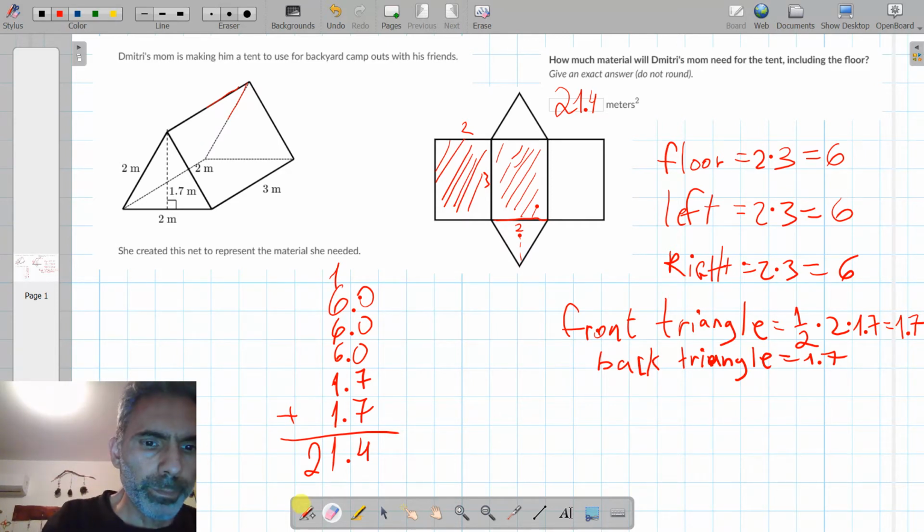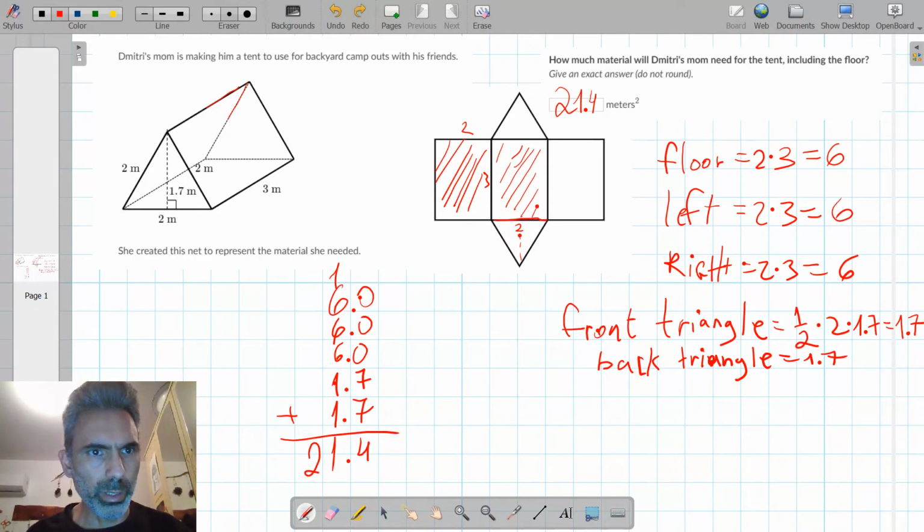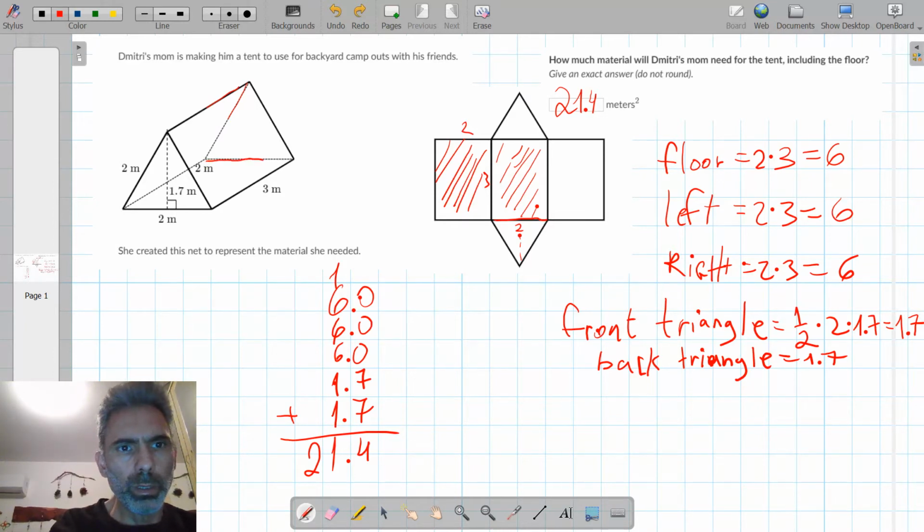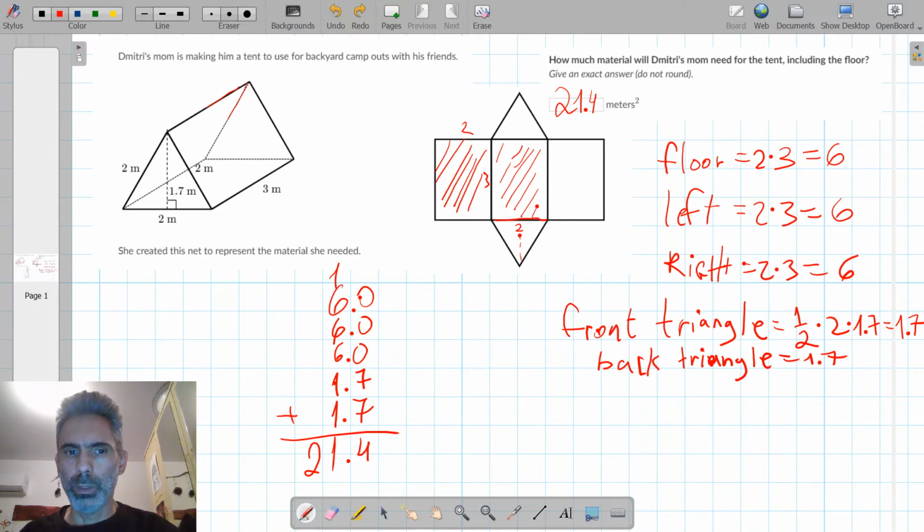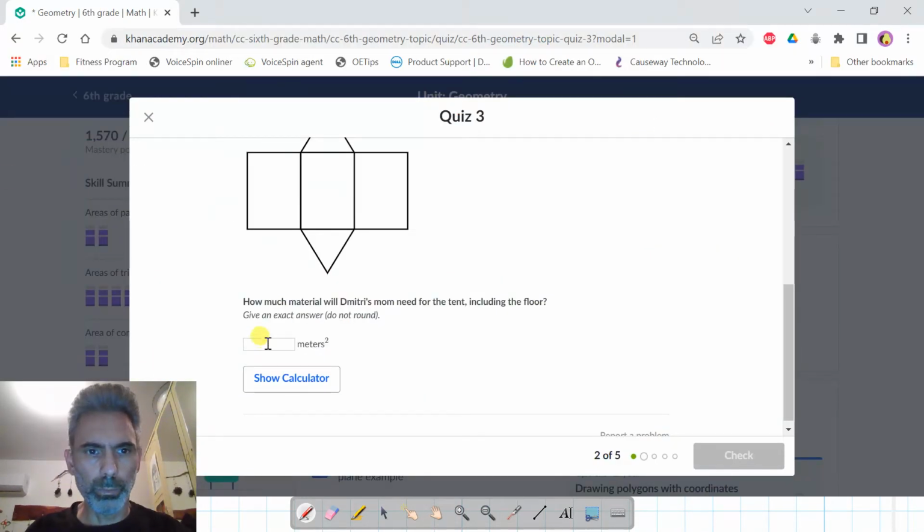I have a problem with this dimension here. I don't understand 2 meters. It should be the dimension of this edge here, so I would have expected it to be a little to the right. Okay, 21.4.